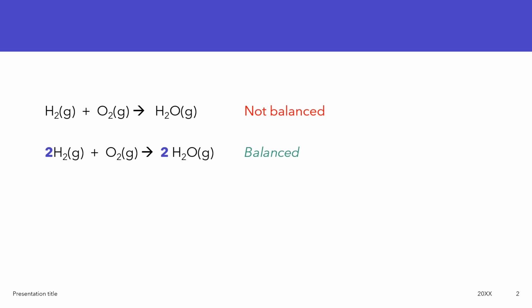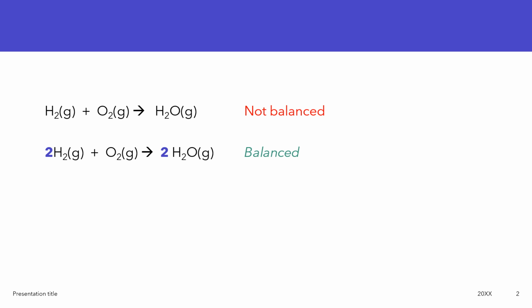So when the chemical equation is not balanced, we use coefficients to balance each element, but we never change the subscript. Okay, so let's look at this example. Let's look at this equation: H2 plus O2 equals H2O. So is this equation balanced? How do we know if it's balanced or not?